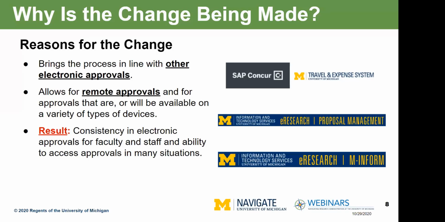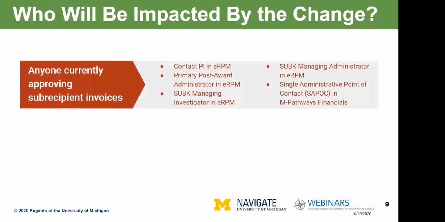So really what this means is that we're providing some consistency for those electronic approvals for faculty and staff, as well as for the ability to access those approvals in many different situations, which given the current pandemic might actually be a net benefit for the faculty and those staff who are helping to approve these.